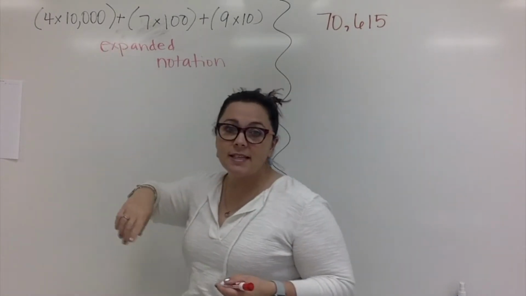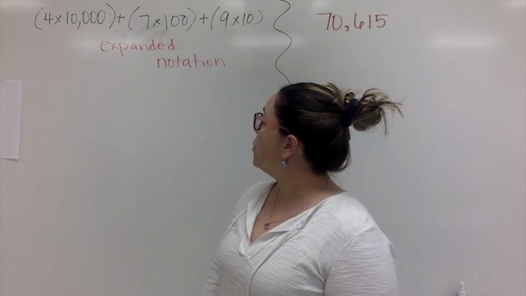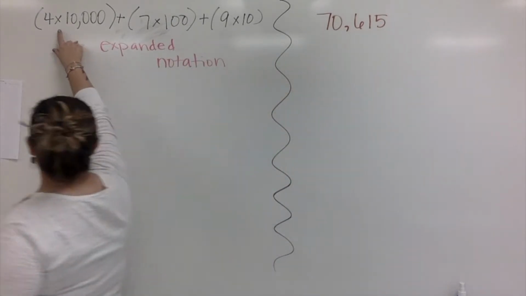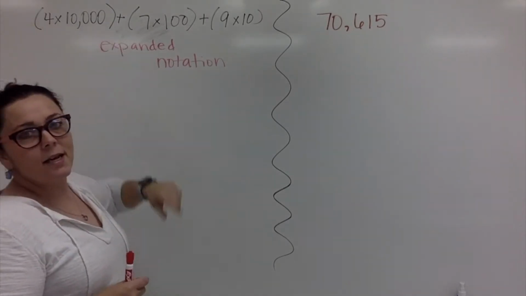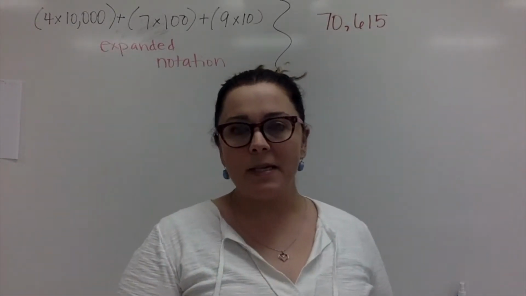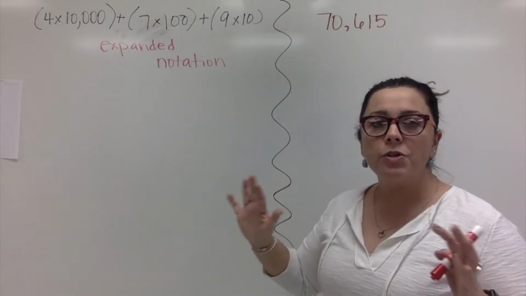We've got some parentheses. That's different than expanded form. We also have inside the parentheses an expression. So we've got a multiplication symbol here, and we've got the digit and the value of the place. So it's a little bit different. So we're going to work two different problems today.